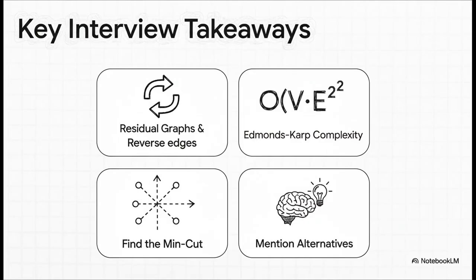So if this topic comes up in a technical interview, here's your cheat sheet. Number 1, you have to explain the undo power of reverse edges in the residual graph. That's the key insight. Number 2, know the complexity. O of V E squared. 3, be ready to explain how to find the min cut from that final graph. And finally, to really impress, mention that you know about faster alternatives like Dinic for special cases.